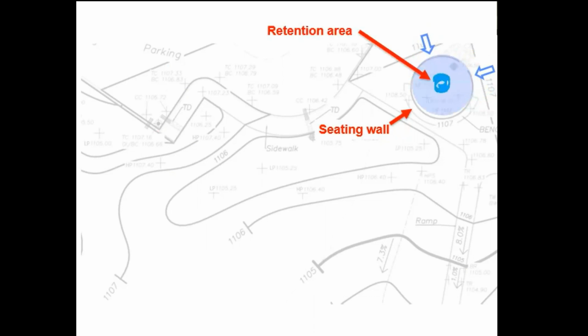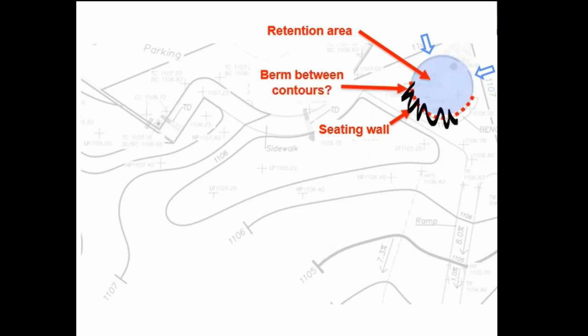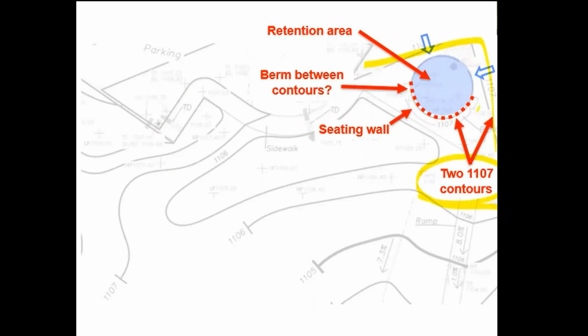As that water flows in, then of course, this retention area will fill up with stormwater. And so in this case, the seating wall actually becomes the berm that keeps water from overflowing out of the system. We still have our two contours, although they might be a little less obvious. One of them is fairly obvious. The other one is actually running along the edge of the seating wall. That one may not appear in your drawing as a contour. It may simply appear as spot elevations.